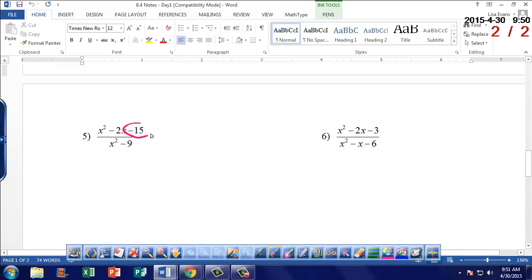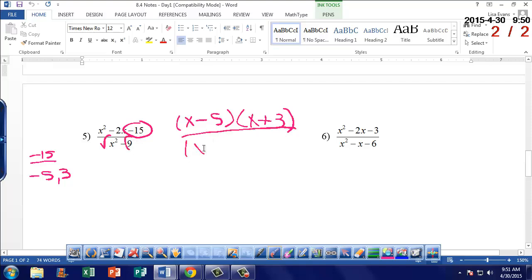So I take my negative 15 and I say what multiplies to give me negative 15 and adds to give me negative 2. That's negative 5 and 3. That's what goes in my parentheses. So x minus 5, x plus 3. The denominator is difference of squares because it's a subtraction sign, and those are perfect squares. So I have x minus 3 and x plus 3. The x plus 3's cancel, and I'm left with x minus 5 over x minus 3.